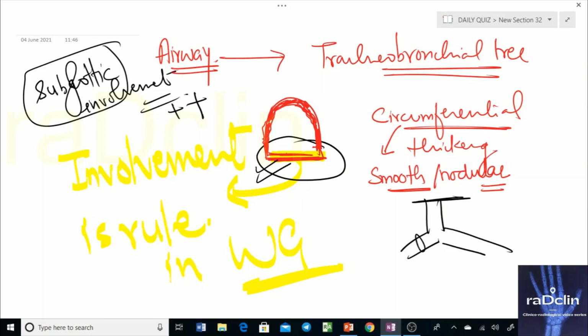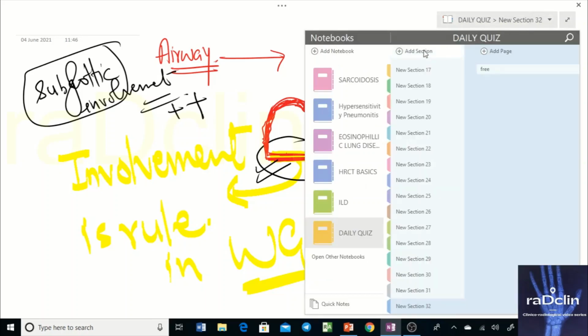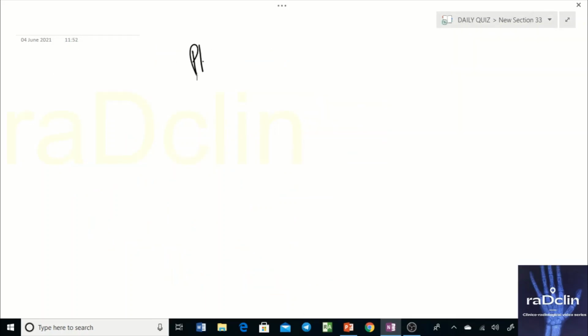So you might see stenosis here at this point, and this stenosis can lead to what? It can lead to infection developing, and this infection can go on to develop bronchiectasis as well. So basically airway involvement can be seen. Now can you answer me one thing, will pleural involvement be there? So definitely pleural involvement can also be there in the form of effusion.